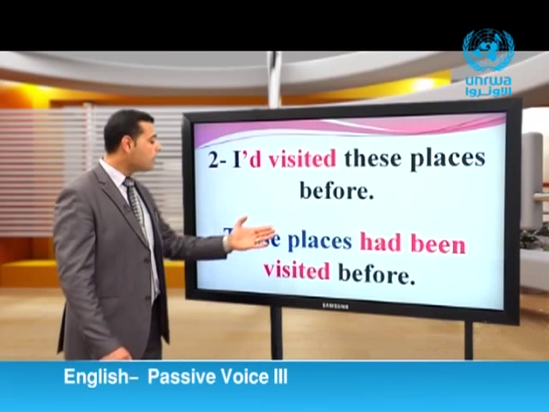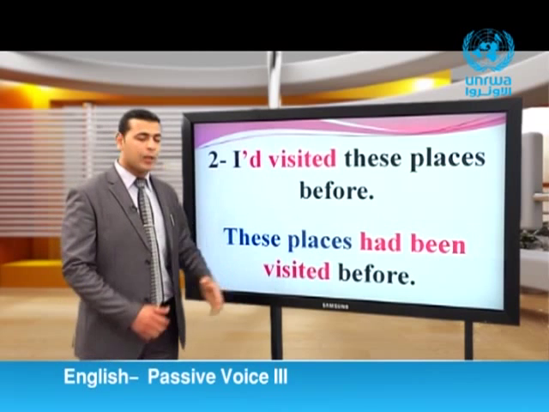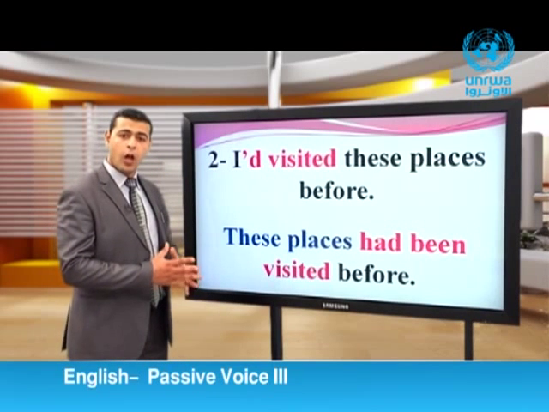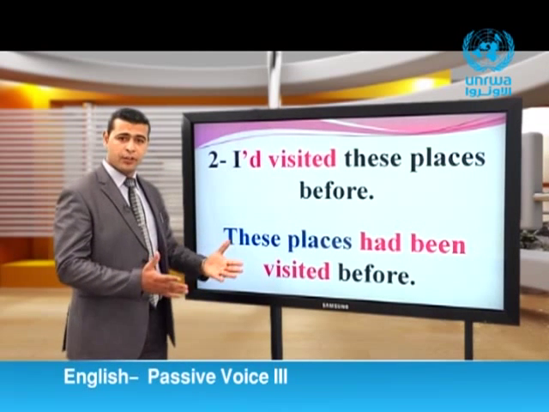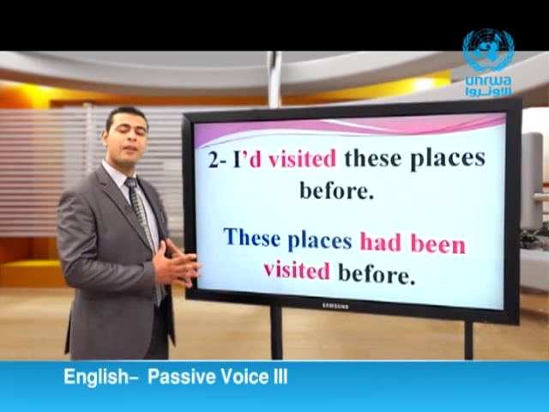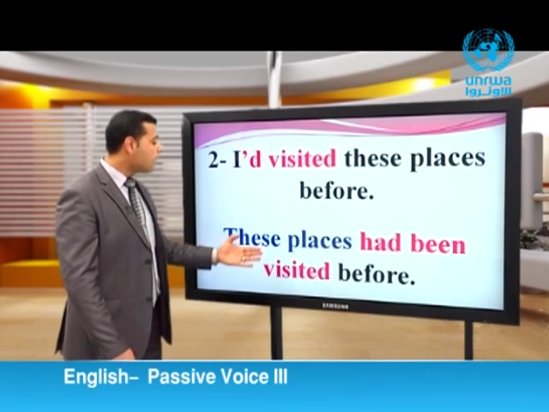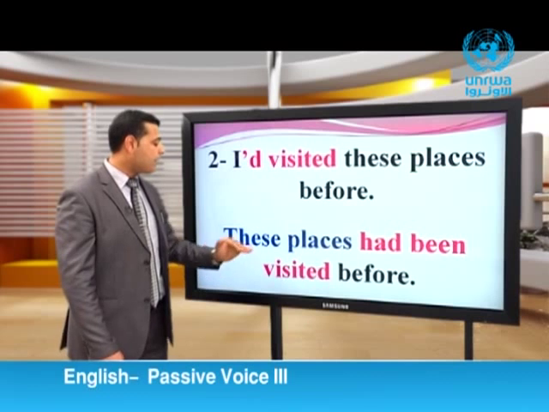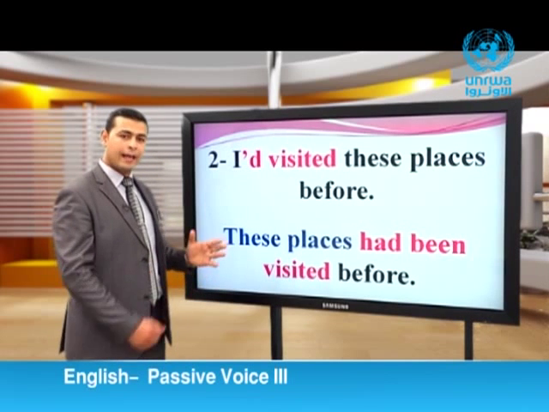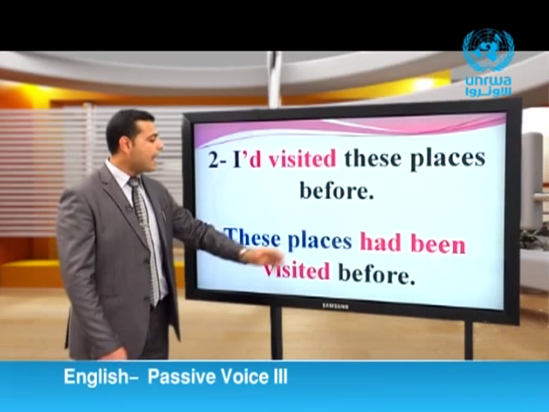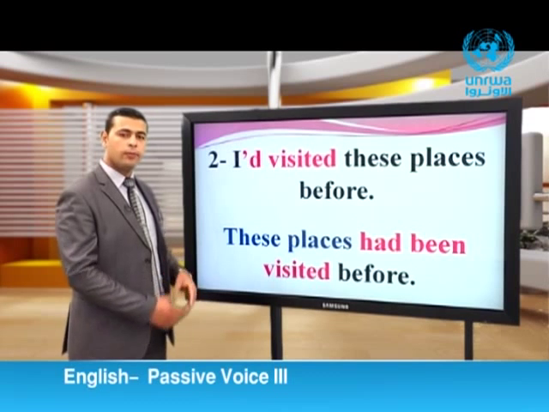So here, these places had. What comes after had? After had also comes been. What comes after been? The past participle of the main verb. So here, these places had been visited before.